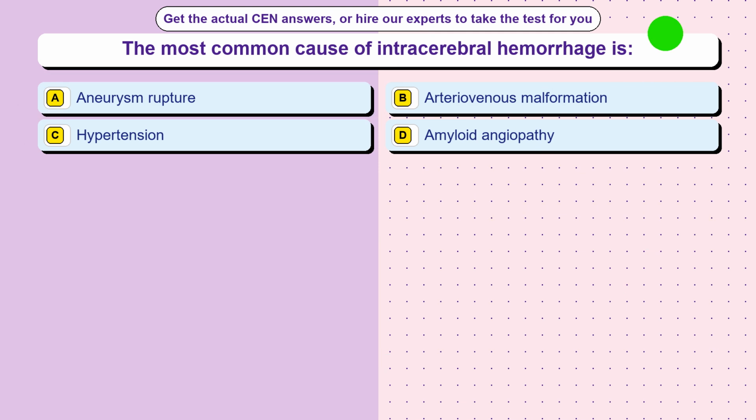Question 73. The most common cause of intracerebral hemorrhage is Option A, aneurysm rupture. Option B, arteriovenous malformation. Option C, hypertension. Option D, amyloid angiopathy.